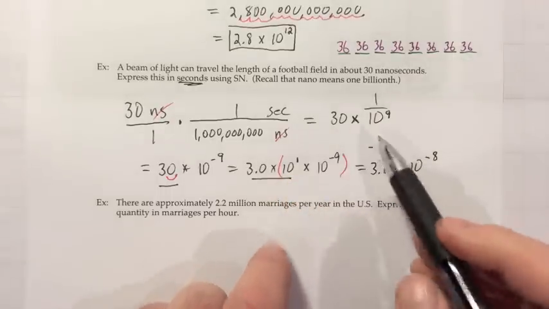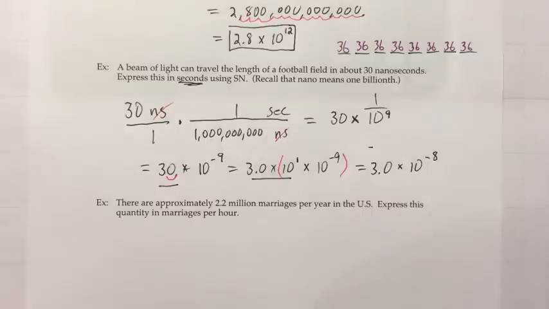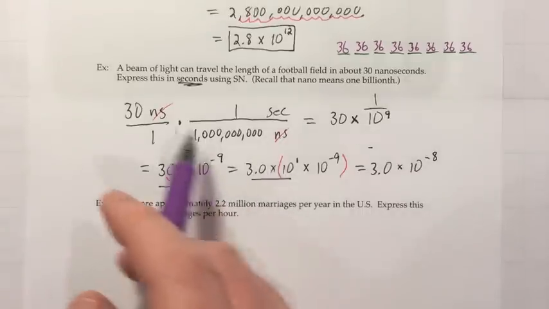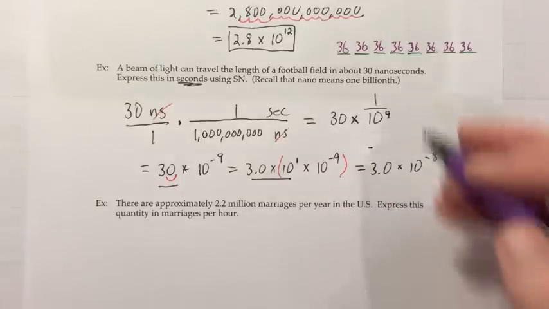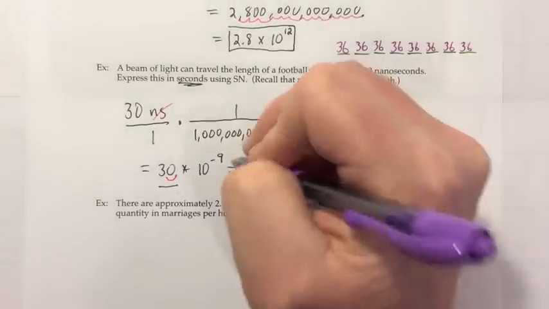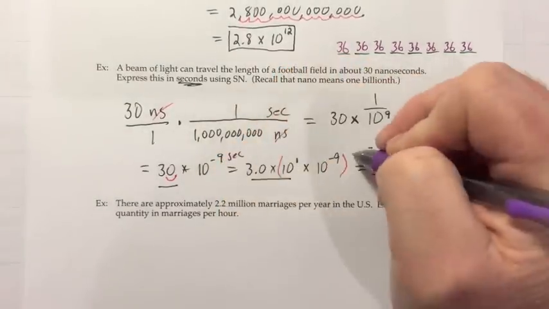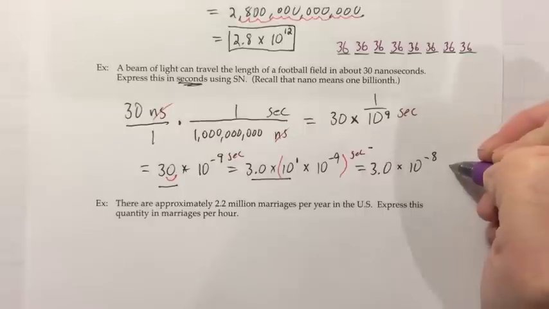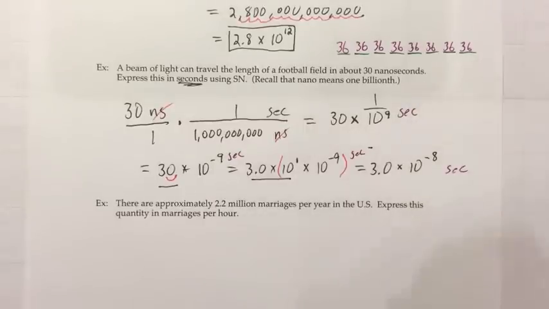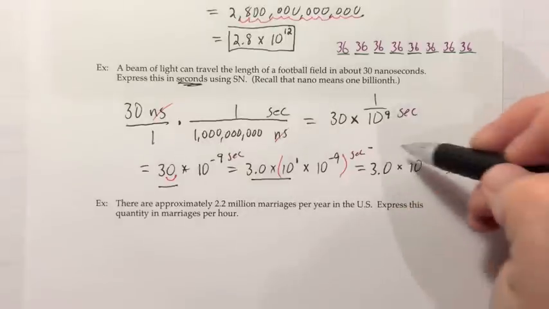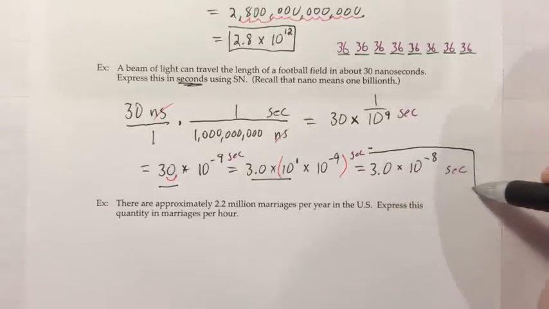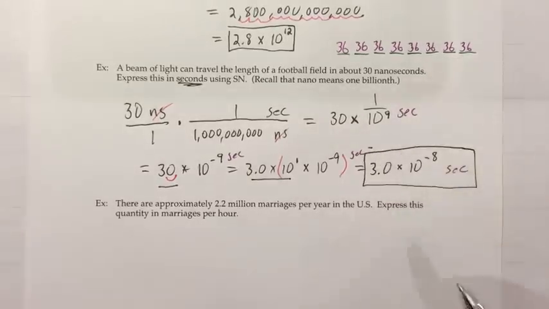And then what were the units? Sorry, I stopped writing the units there, but we had nanoseconds to begin with, and then when we were done, everything was seconds. So this is seconds, seconds, seconds, and then still seconds. So 3.0 times 10 to the -8 seconds would be how long it takes for a beam of light to go across a football field.